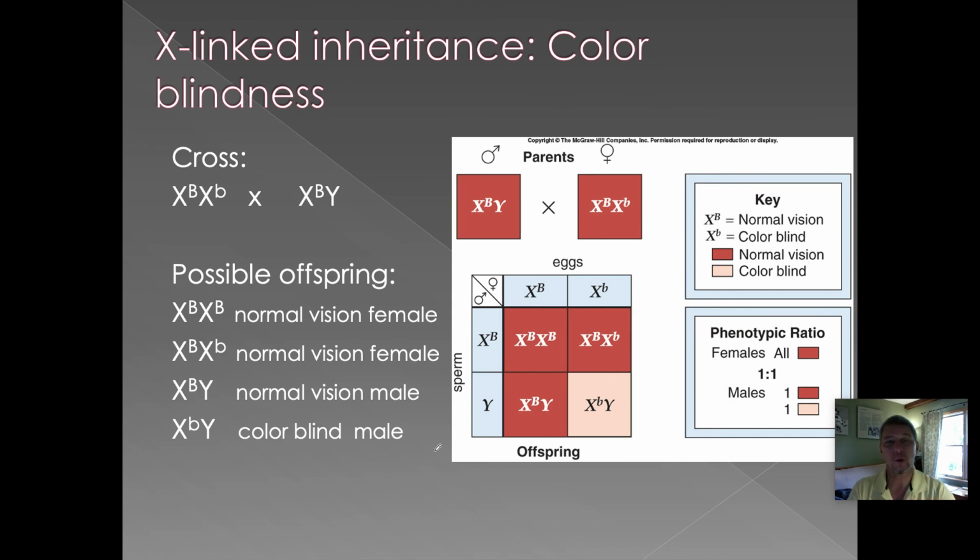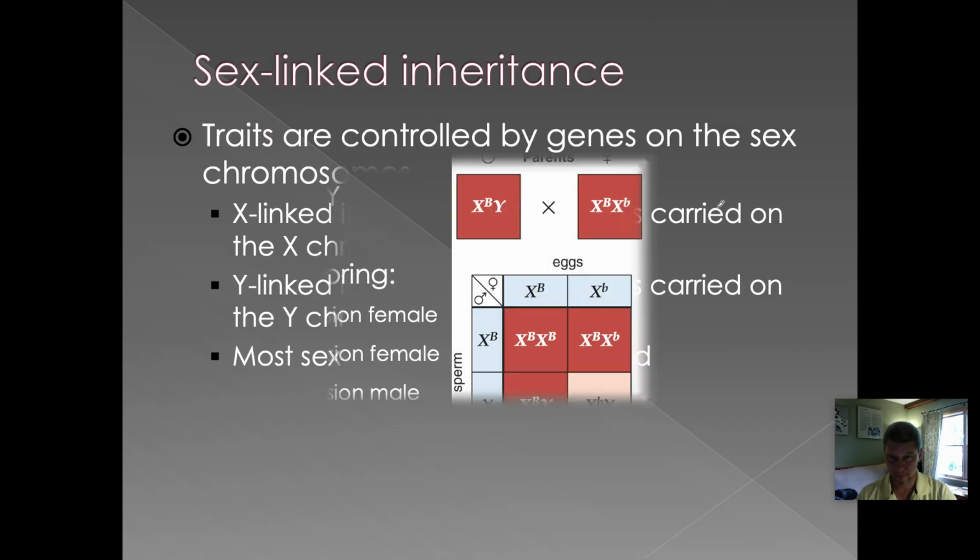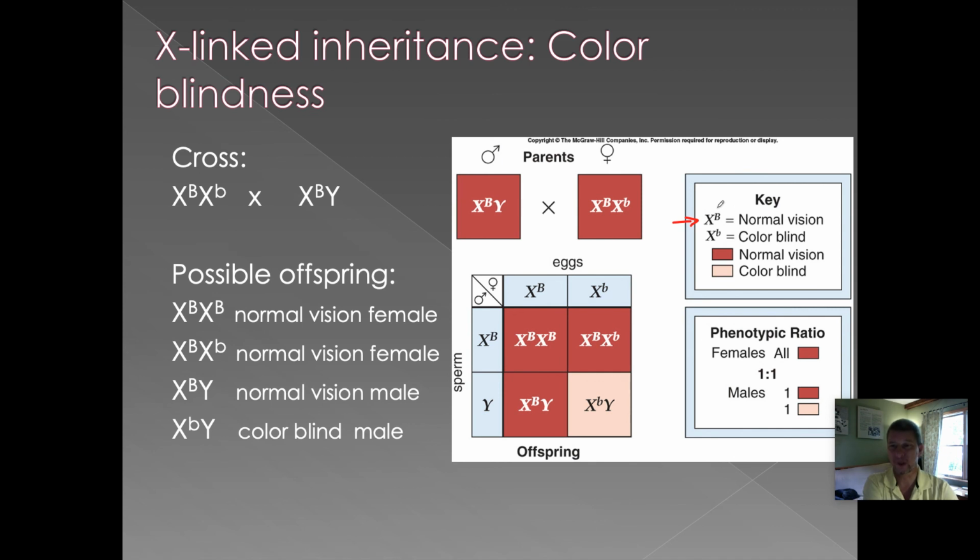Okay. So here's an example of an X-linked trait: color blindness. Color blindness is an allele that is carried on the X chromosome. And so if you carry the dominant allele, like this allele here, notice we write X with a capital B as a superscript, this gives you normal vision. On the other hand, if you have an X chromosome with a recessive allele on it, then that is the gene for color blindness.